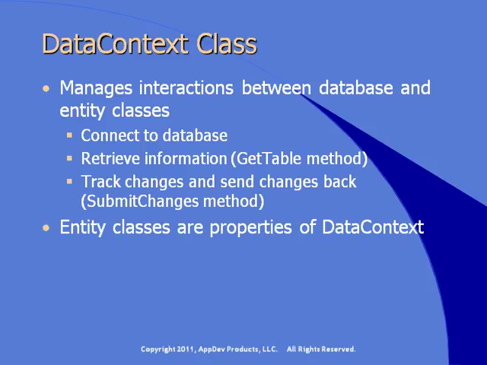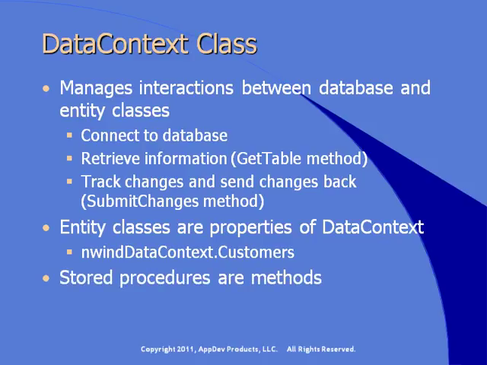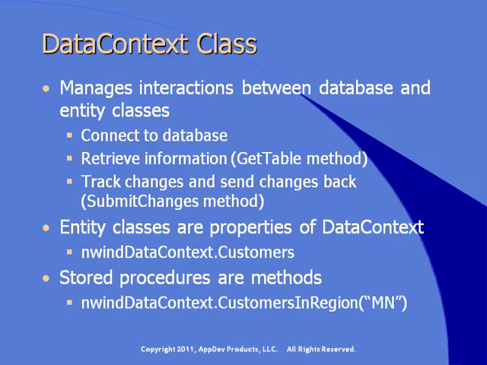Each of the entity classes are properties of the data context. So if you want to work with customers, and we'll see this in the demo, you'd use the customer's property of a data context. And here this data context is pointing to Northwind. And as I said, stored procedures are methods. So in this little code snippet, we're going to call the customers in region method of the data context, and that calls the customers in region stored procedure in SQL Server. We pass in a region, and then this will then return all of the customers in that region.